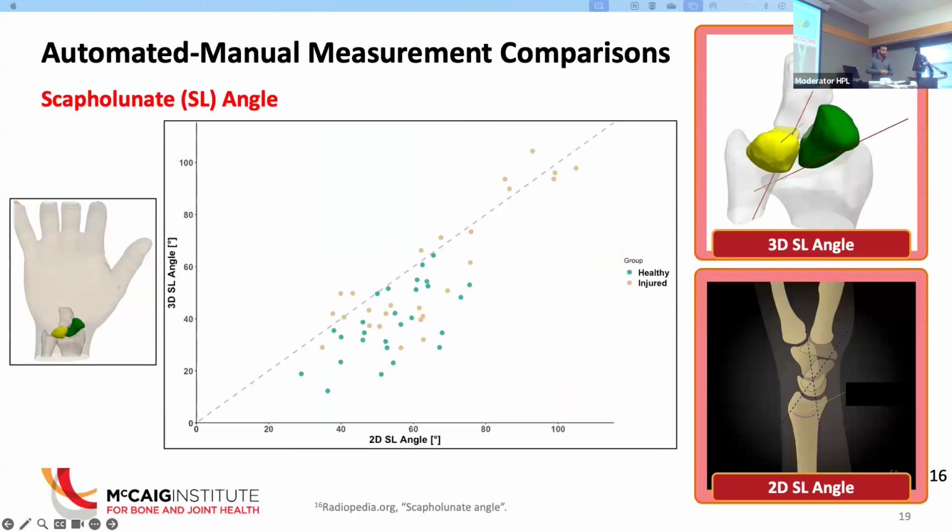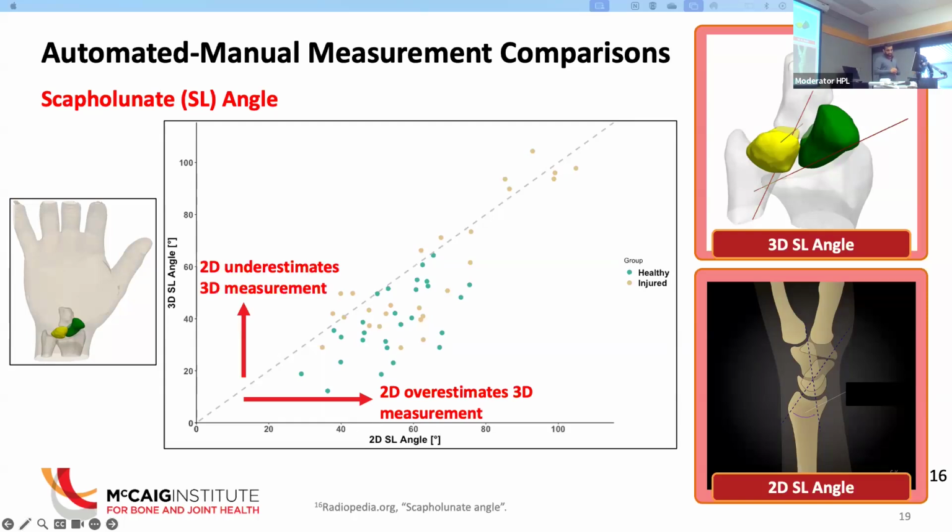So just a look at the measurement comparisons between groups. Let me quickly orient you on this graph here. The x-axis represents the 2D manual measurements, and then the y-axis represents those 3D measurements that were taken by my automated pipeline. So that diagonal line would indicate the 2D and 3D measurements measure the exact same value. Points below the line indicate that 2D measurements were an overestimation of what was found in 3D, and above the line indicates an underestimation. So on the graph here, we see that the scapholunate angle was generally overestimated by the 2D measurements.